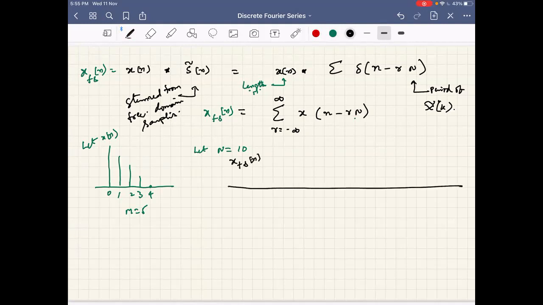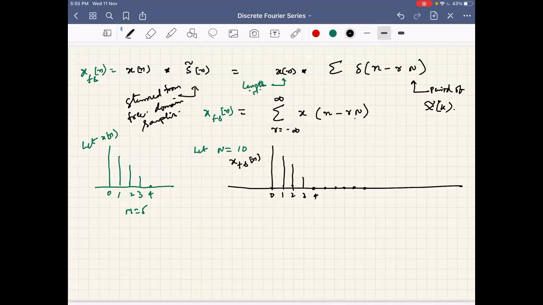How do we sketch it? We start from 4, 3, 2, 1. Okay, 0, 1, 2, 3, 4. Okay, let this be the samples. 5, 6, 7, 8, 9. And where does this repeat now?